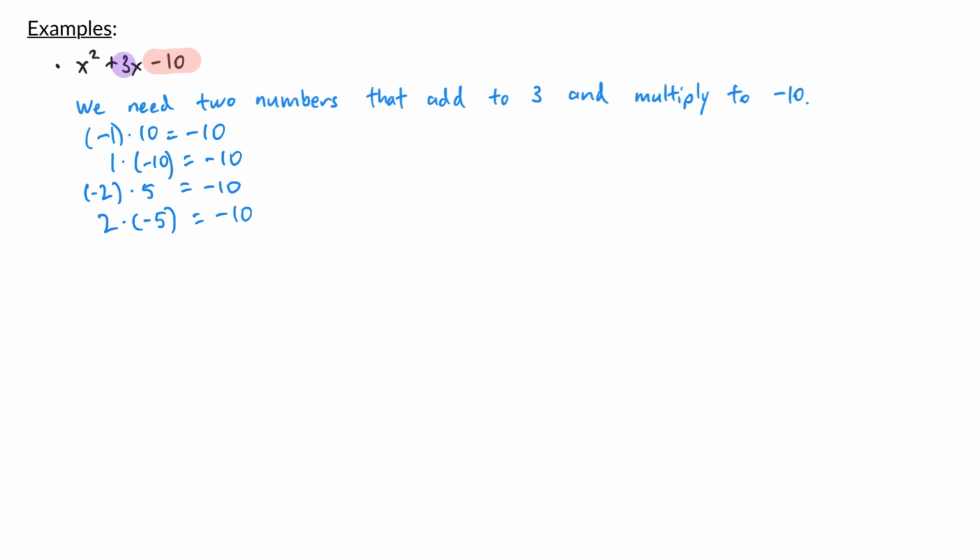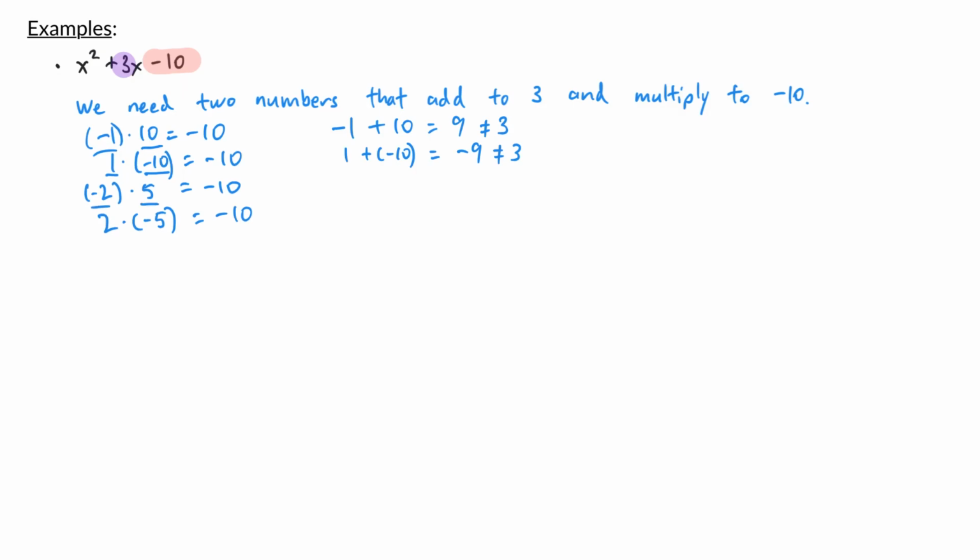Now, of these pairs of numbers, do any of them add up to 3? For example, in our first pair, negative 1 and 10, negative 1 plus 10 gives us 9, which is not 3, so that's not the correct pair. Next, we have 1 and negative 10. 1 plus negative 10 gives us negative 9. Again, that's not equal to 3, so that's not the correct pair.